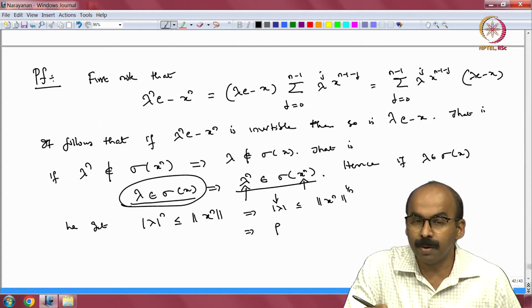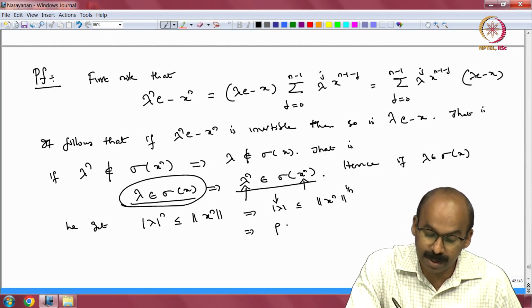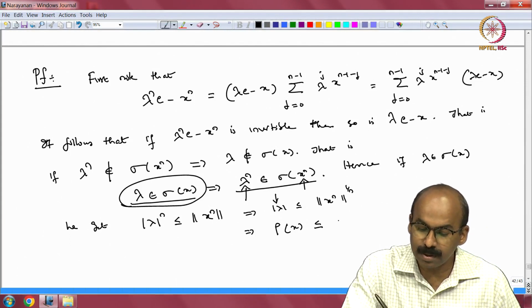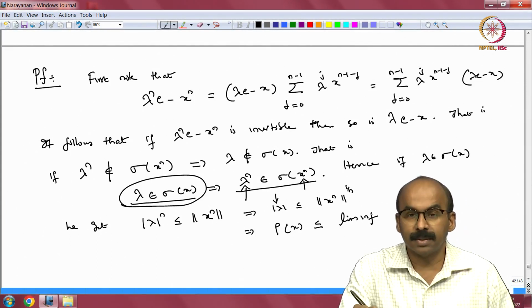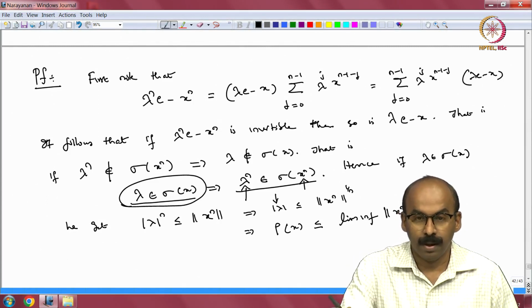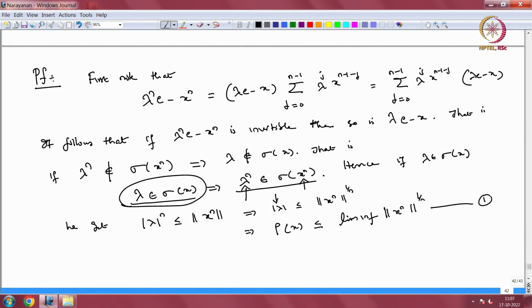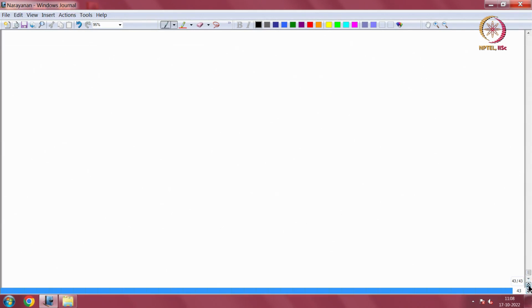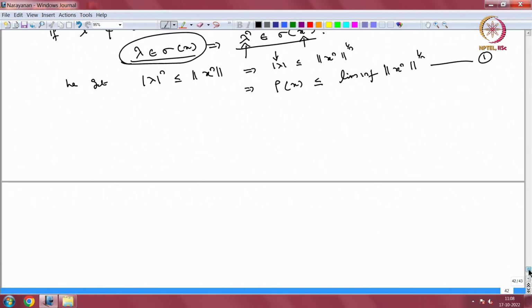So, I can take the supremum of such lambdas, that is the spectral radius. So, the spectral radius is less than or equal to lim inf of norm x^n to the 1 by n, because I do not know if the limit exists. So, that is one condition we have. Now, we will also get a reverse inequality using lim sup, so that we have the other inequality as well. Okay, so let us start.